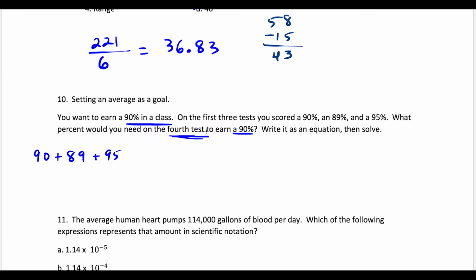So the way we calculate percents, or our average, is we look at all of our test scores. The 4th test, we don't know what that score is, so we're going to call it X. But what we do know is that we want to get a 90 average here. So that means when we add up the 4 test scores and divide by 4, that has to equal 90. And in a moment, we're going to cross multiply.